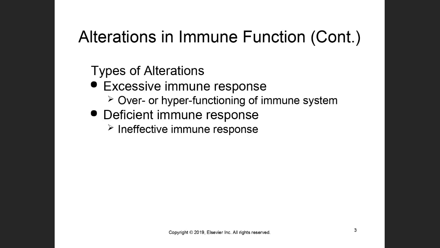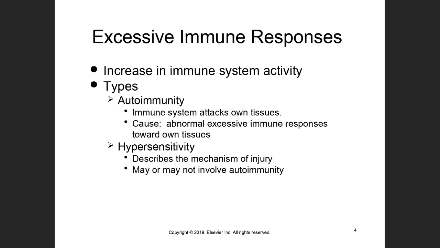Type of alteration, we have an excessive immune response and a deficiency immune response. Both sometimes produce damage to our body. Okay. Increasing immune system activity types, we have autoimmunity and hypersensitivity.